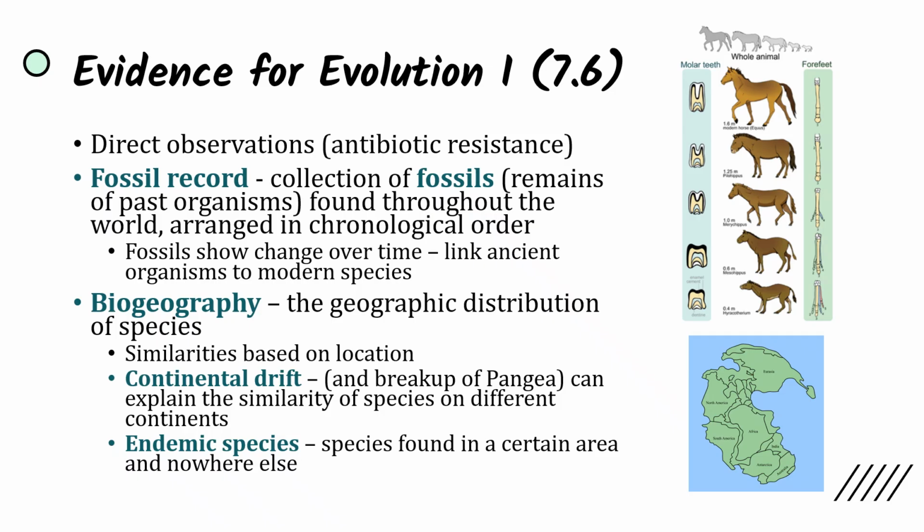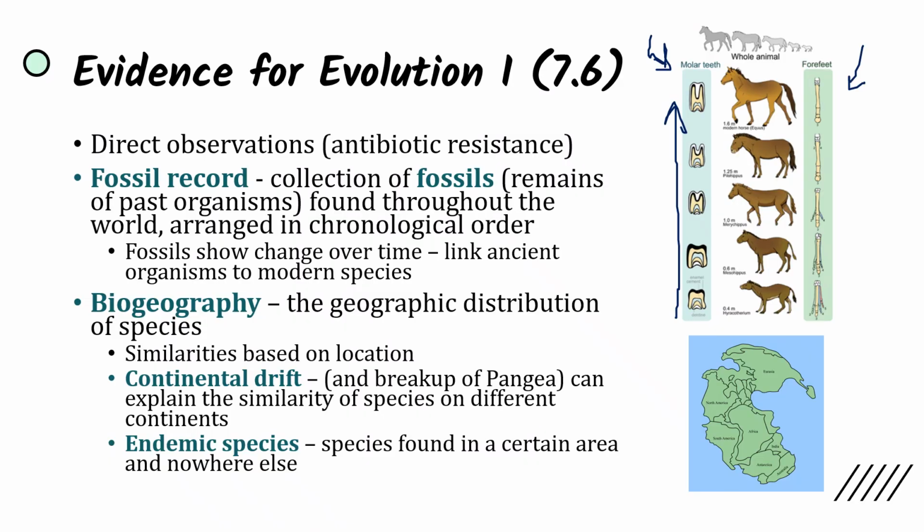We can also look at the fossil record, which is a collection of fossils, which are remains of past organisms found throughout the world arranged in chronological order, and they show change over time by linking ancient organisms to modern species. For instance, we can see these fossils of molar teeth and these fossils of forefeet, and we can see based on their location in the fossil layer how they've changed over time, and through that scientists can build models of what different species and organisms look like over time, and we can see all the precursors to the modern horse based on fossils and how it's changed over time.